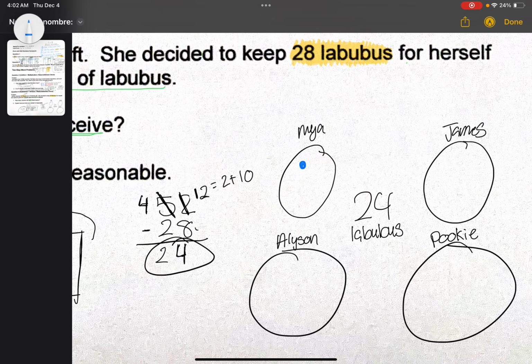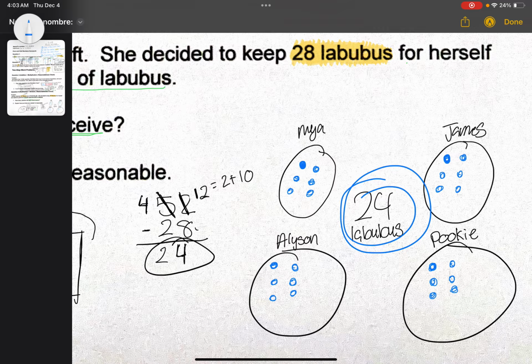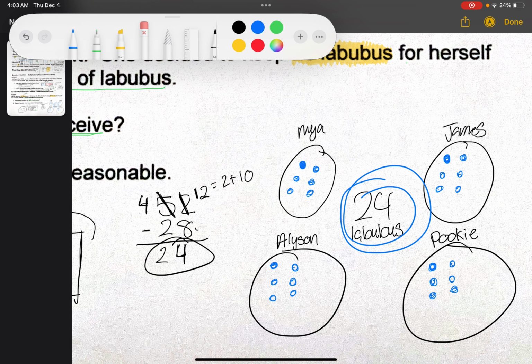So I already put one circle down, and I'm going to put another circle down. That's 2. That's 3. And then we got 4. And then we got 5, 6, 7, 8, 9, 10, 11, 12, 13, 14, 15, 16, 17, 18, 19, 20, 21, 22, 23, 24. Stop at 24 because that's the total amount of Labubus that Ashley will give away. Don't go to 28. You want 24.